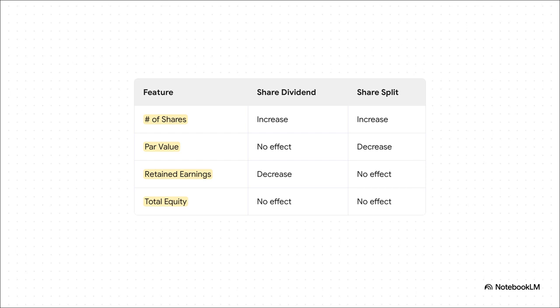Par value? No change in a dividend, but it always decreases in a split. Remember, our pizza slices got smaller. Retained earnings? A dividend always takes a bite out of it, but a split never touches it. And the big one, total equity. Absolutely no change for either of them. The size of the pizza stays exactly the same.